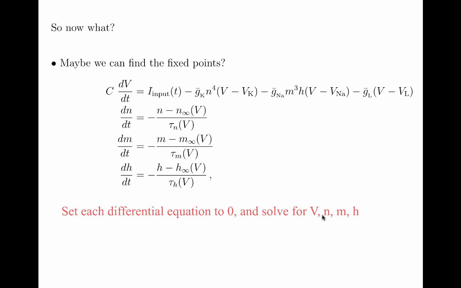So we want to solve for V, n, m, and h. So we have 0 is equal to all this stuff in the first equation, 0 is equal to all this stuff in the second equation, where remember n infinity and tau n are really complicated functions of V. 0 is equal to all this stuff for m, and 0 is equal to all this stuff for h. And it turns out you can try to do this, but there's no analytic solution. So we can't find the fixed points analytically. And we know that visualizing the system is also very hard. So we might wonder what to do, right? We need some other way to analyze this system.